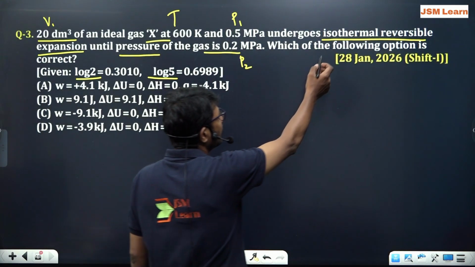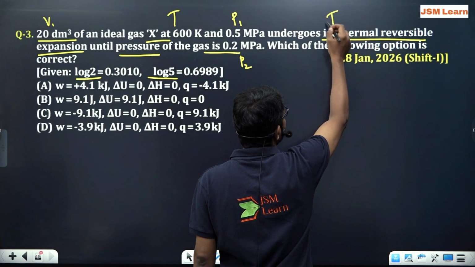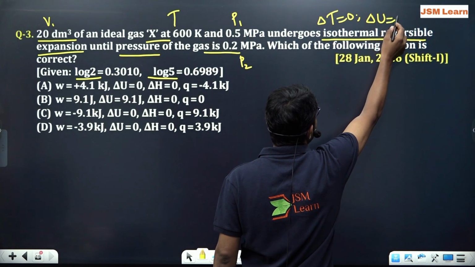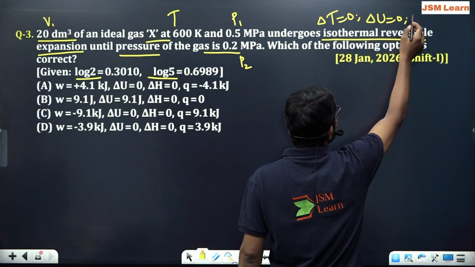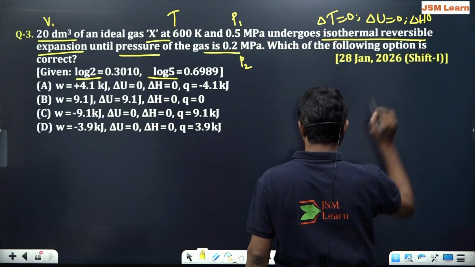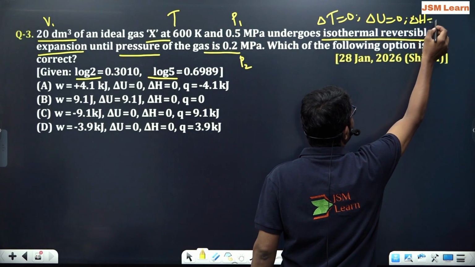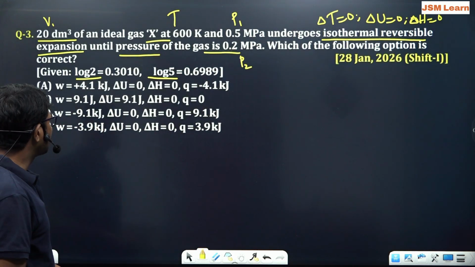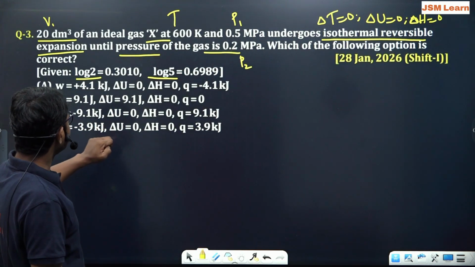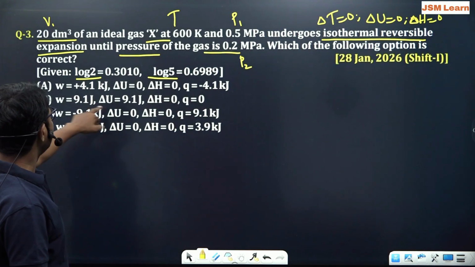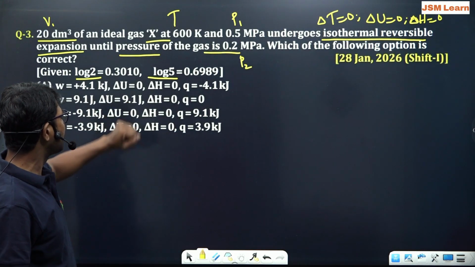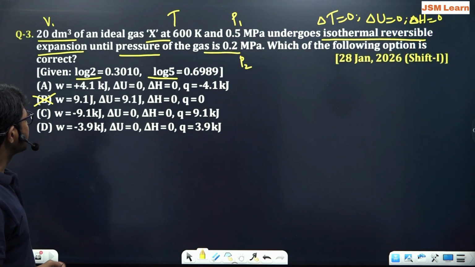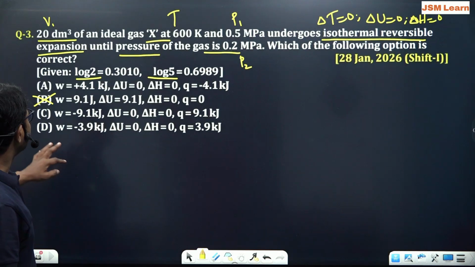Here it is an isothermal process, so there is no change in temperature. Delta T becomes 0. As a result, the change in internal energy becomes 0, and the change in enthalpy, delta H, also becomes 0. So delta U and delta H both become 0. If you see option B, where delta U is provided as 9.1, we can eliminate this one directly. Now let us see which among these is going to be correct.